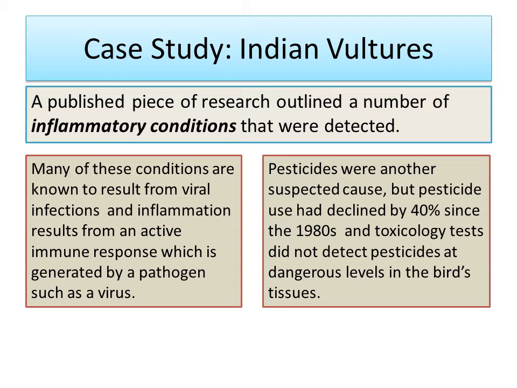They did also consider other possible causes, such as pesticides, but in fact pesticide use had declined by about 40% since the 1980s, and the tissues had been tested for evidence of pesticides and didn't show them at all, so they certainly weren't at dangerous levels, and they felt that they could rule that out. They also considered things like lack of food, but there was no evidence that there were fewer carcasses for the birds to feed on than at any other time. There was definitely something else causing this huge population crash.